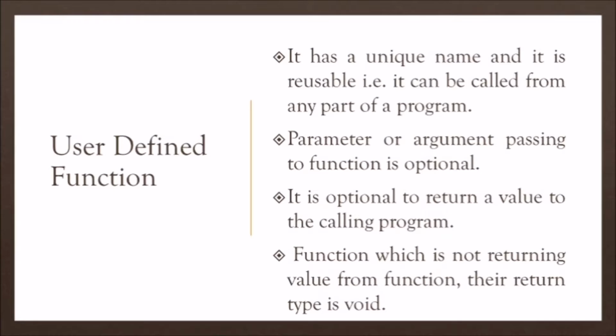Generally in C programming we declare the main function. If the whole program does not return any value, then we write void main. But if it returns something, then we write int main. That is why the function which is not returning a value has return type void.